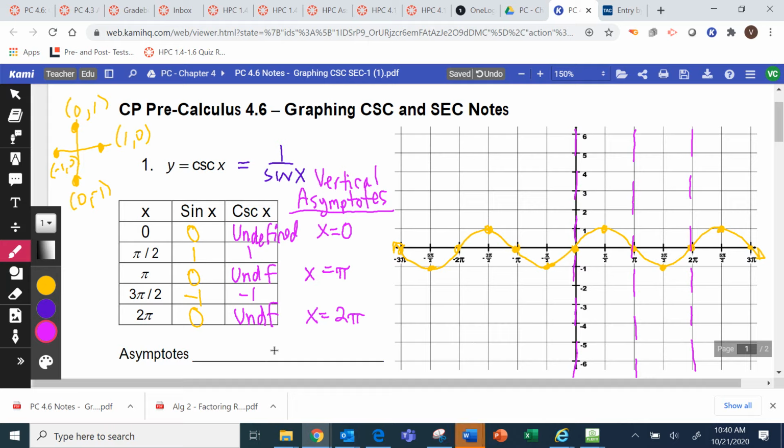Now, the graph goes on forever and ever and repeats the same cycle. I'm looking at my asymptotes right now. I've got a few asymptotes, but there's more. It's every place that sine was originally 0, where you can see here at 0, it's now an undefined asymptote. So every place that sine was 0, we have an asymptote.